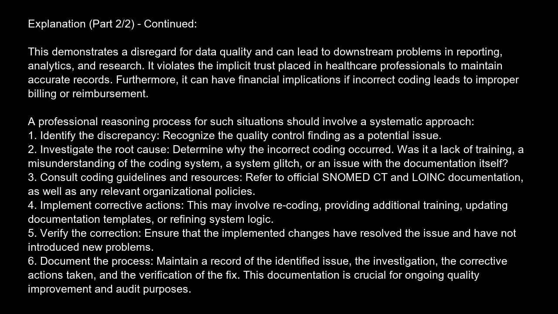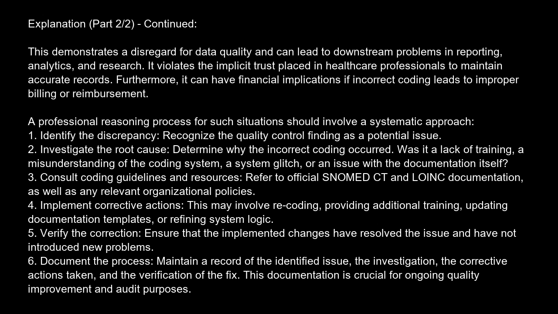A professional reasoning process for such situations should involve a systematic approach. 1. Identify the discrepancy. Recognize the quality control finding as a potential issue. 2. Investigate the root cause. Determine why the incorrect coding occurred. Was it a lack of training, a misunderstanding of the coding system, a system glitch, or an issue with the documentation itself? 3. Consult coding guidelines and resources. Refer to official SNOMED CT and LOINC documentation, as well as any relevant organizational policies.